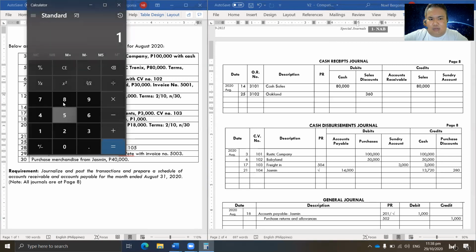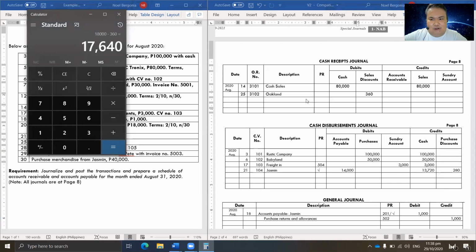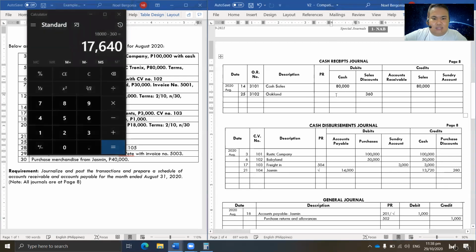Magkano ang utang ni Oakland? Wala kasing return. So 18,000 minus 360. So ang makukolekta lang po natin for Oakland is 17,640. So for debit to cash, that would be 17,640. Tapos we credit accounts receivable, the total utang na 18,000.